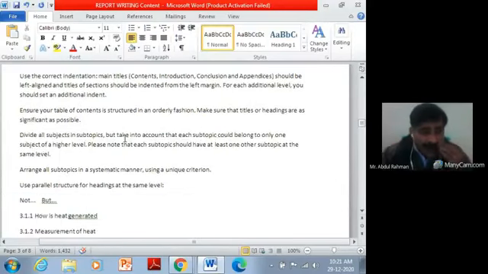Then divide all your subjects into subtopics, but take into account that each subtopic could belong to only one subject of a higher level. Please note that each subtopic should have at least one other subtopic at the same level. Arrange all subtopics in a systematic manner using unique criteria. Use parallel structure for headings at the same level, right?